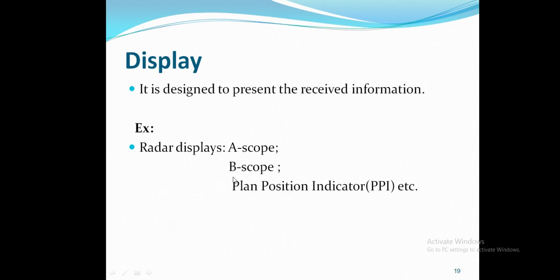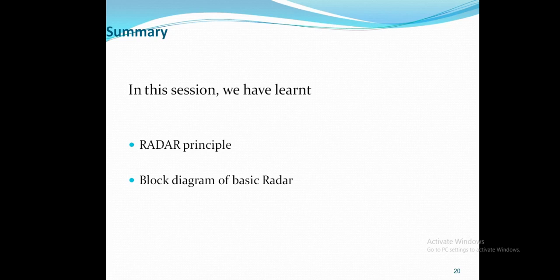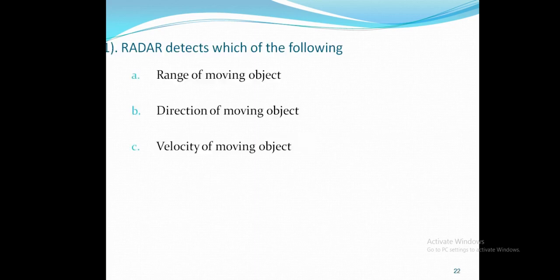We have different types of display devices: A scope, B scope, and plan position indicators. In this lesson we have learned about the radar principle, the block diagram of basic radar, and applications of radar.